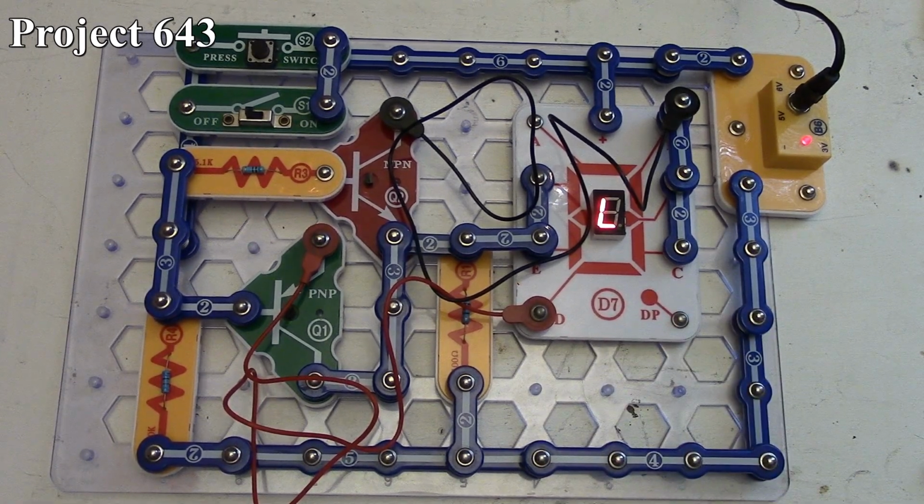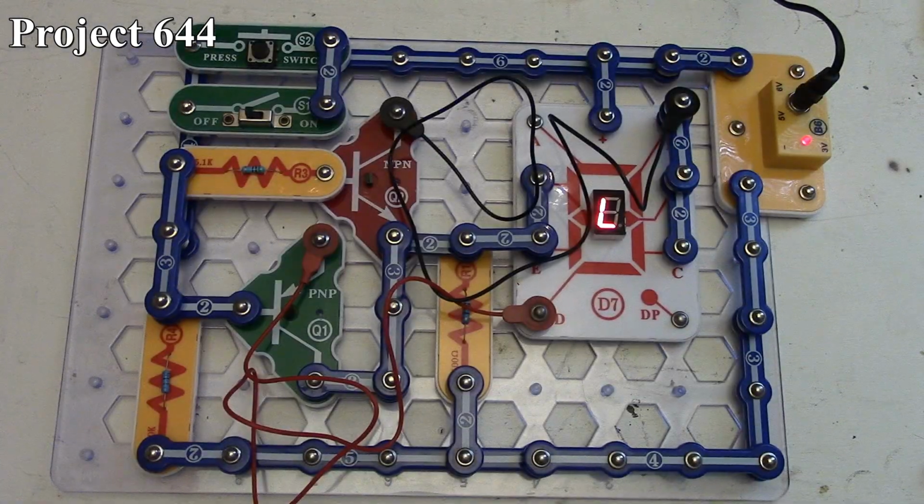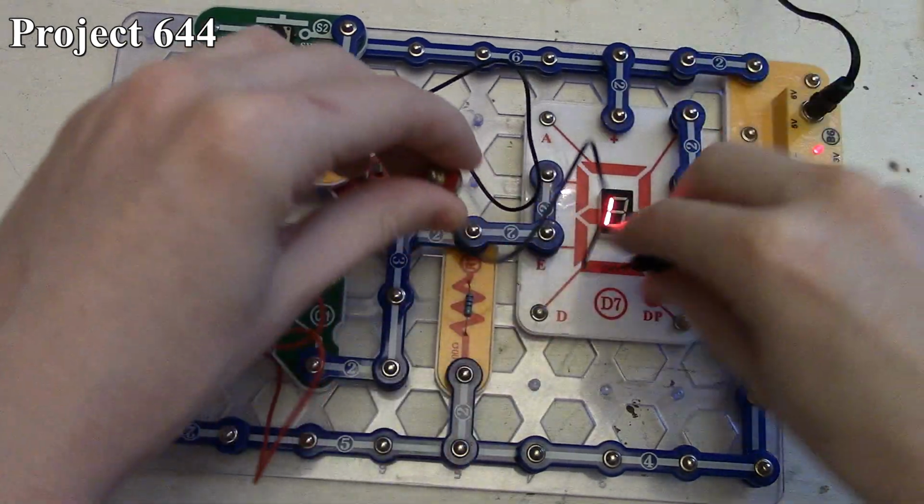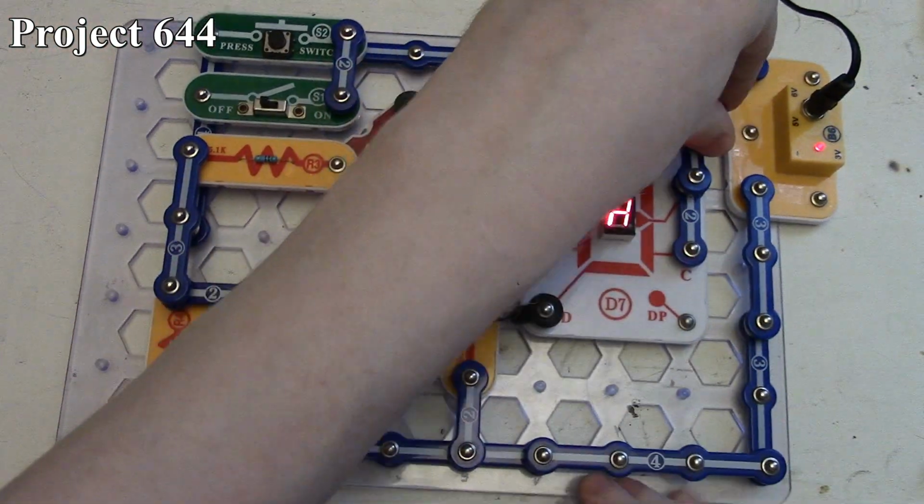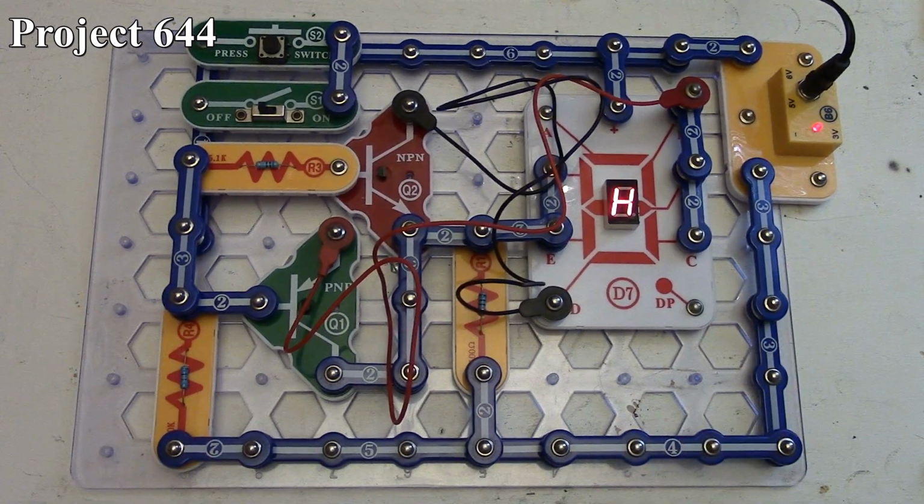So with project 644, get the next page here. So now with 644 we have the NOR gate. So it's again similar to how the NAND worked before. I'm just going to reorient the jumper wires here. So with a NOR gate, it's pretty much just like how the NAND works in relation to the AND gate.